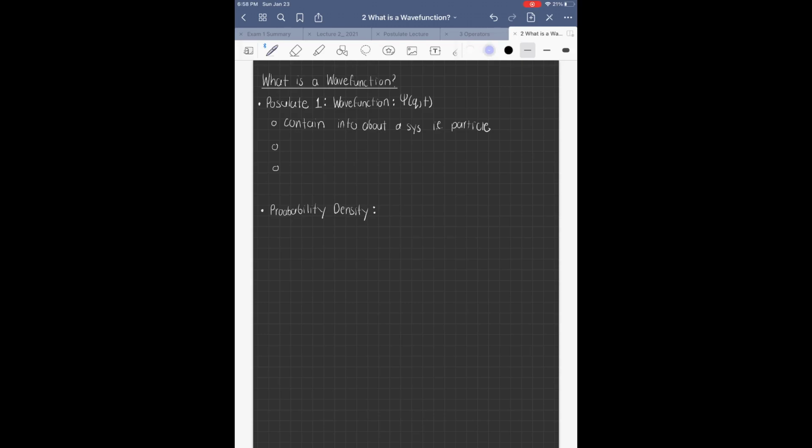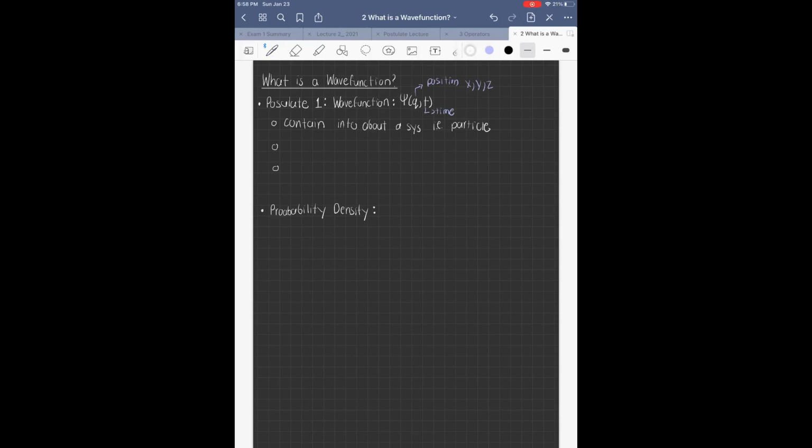This wave function can be described using position and time. And this position can be in 3 dimensions like x, y, and z, or in 1 dimension with just x, or 2 dimensions with x and y.